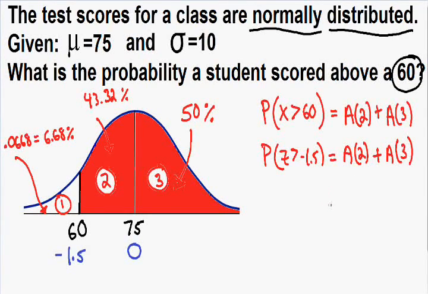Alright, so let's plug in our numbers. Our area of section 2 is 43.32% plus our area of section 3, which is 50%. So the probability that a student scored above a 60 is 43.32 plus 50, which is equal to 93.32%. So I hope this gave you a better idea of z-scores and how to use them to find probability.